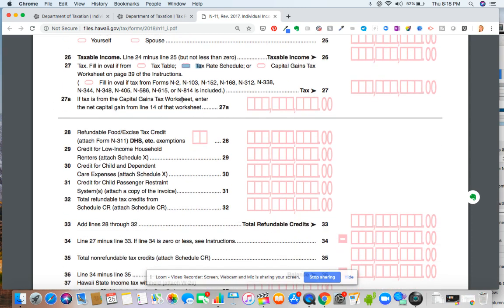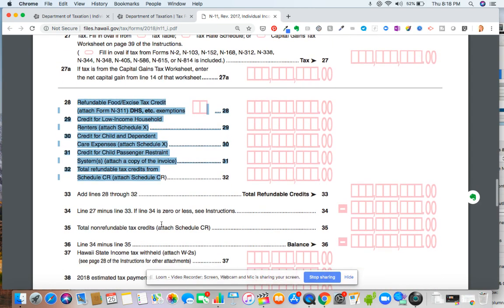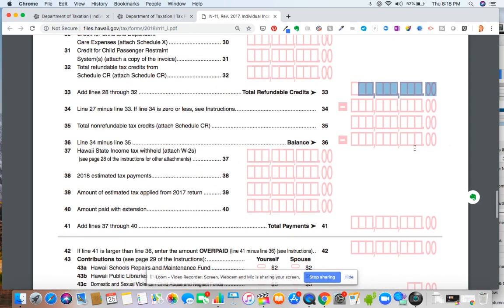If the tax is from capital gains tax, they tell you to put that amount there. And so then these are all dealing with essentially credits, specific credits for Hawaii. And this is the total of refundable amounts. And this is just the last calculation here.